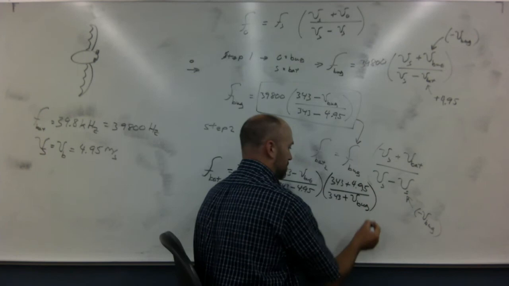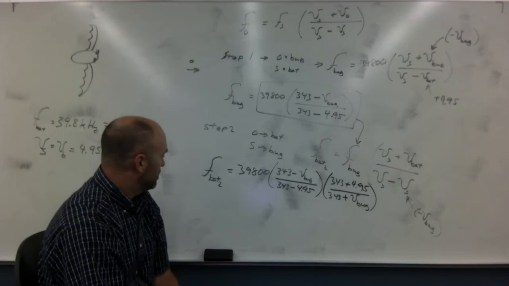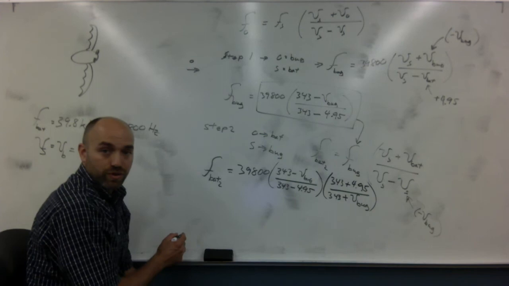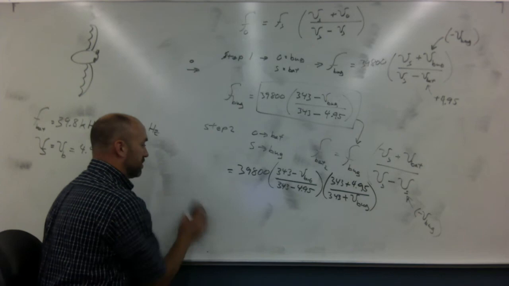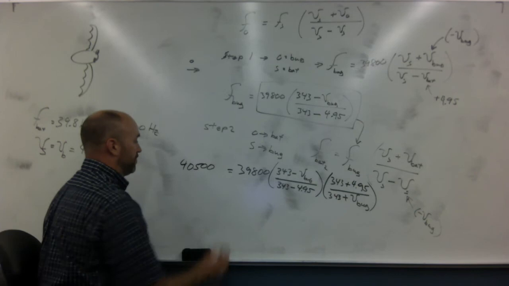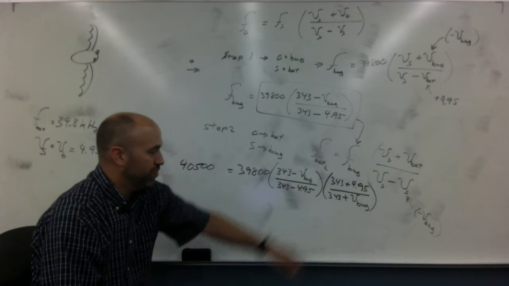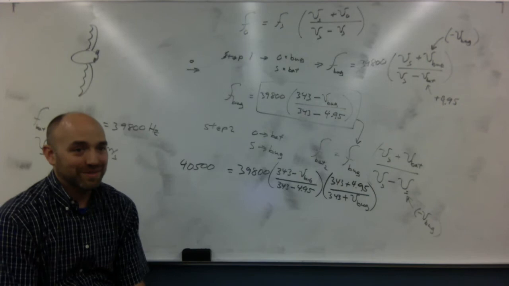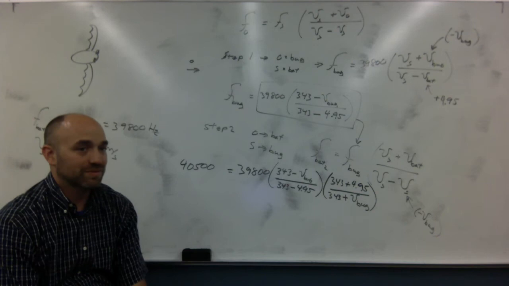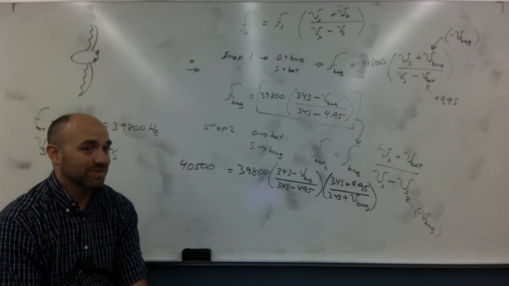And now you have one, and I think we're told this one, aren't we? Yeah. This one is 40, well, what's your number for the second frequency? 40.5. And that's again kilohertz, right? Mm-hmm. So that's 40,500. And now the only thing that you don't know is speed of bug. One equation, one unknown. That's what you're looking for. Okay, conceptually, does that problem make sense? Through the algebra. Yeah, the algebra on this is a bit messy.